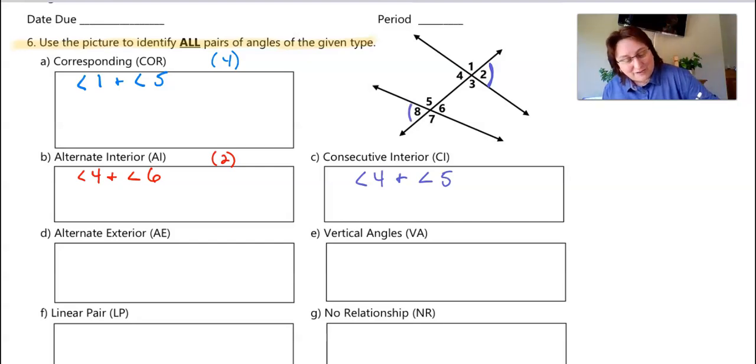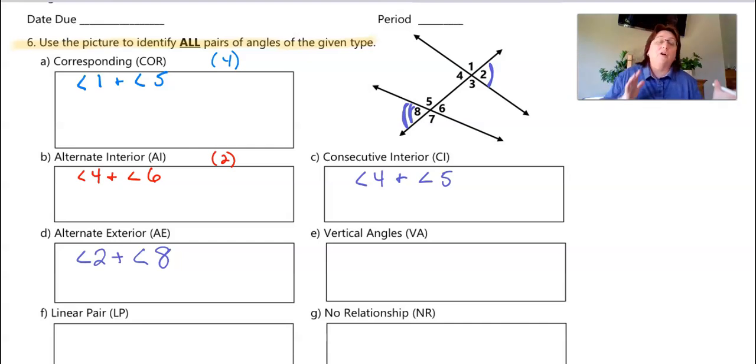All right, hopefully you said angle 8, right? So, angle 2 and angle 8. Okay, notice that they are on opposite sides or alternating sides of the transversal, and they're both outside the lines. Okay, here we go. We're going to keep on going. And again, I'm not going to tell you guys how many more problems or how many more relationships there are. You guys are going to have to figure it out from here on out.